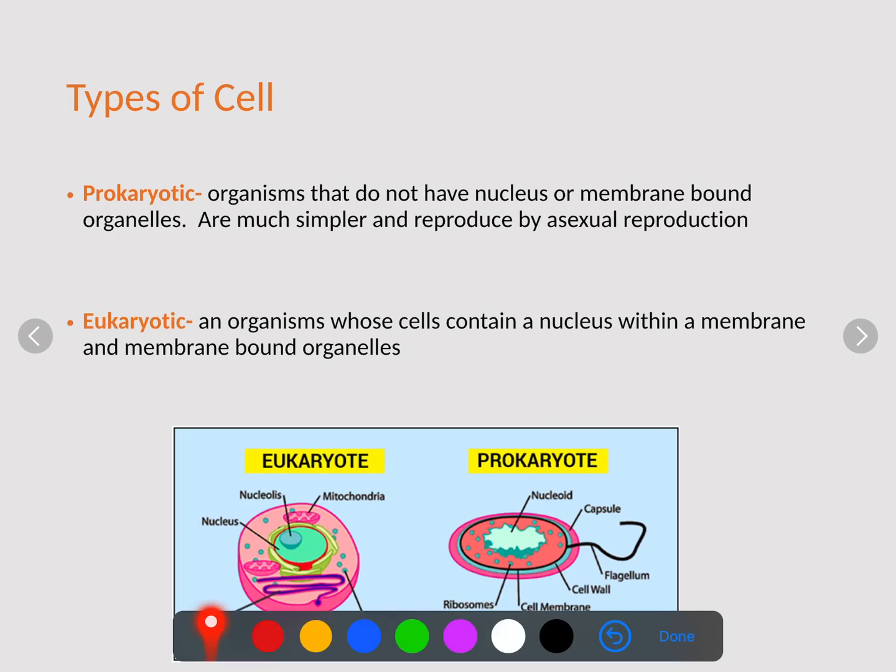Prokaryotic organisms are ones that do not have a nucleus or membrane-bound organelle, so they don't have any mitochondria, no Golgi bodies, no endoplasmic reticulum. They're much, much simpler. Now, prokaryotic cells actually reproduce using asexual reproduction. And what this means is they make clones, or they make an exact copy of their DNA.